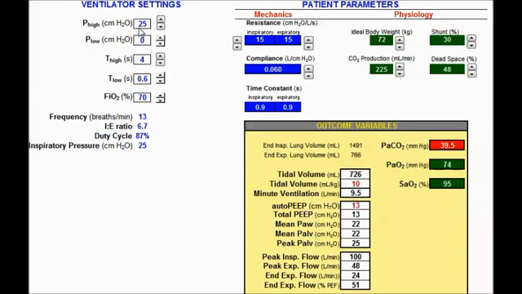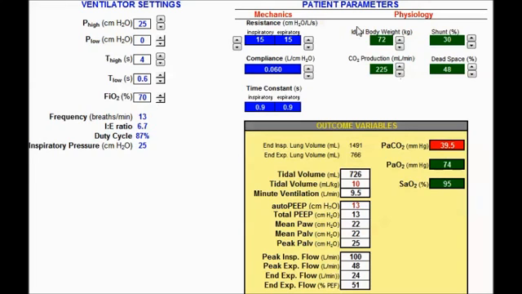My P high is going to remain constant at 25. My P low will vary. For the first 2, I'm going to use a P low of 0. My T high is going to stay constant at 4 seconds. This is a common setting for setting APRV. And then my T low is going to vary also. My FiO2 will remain constant.